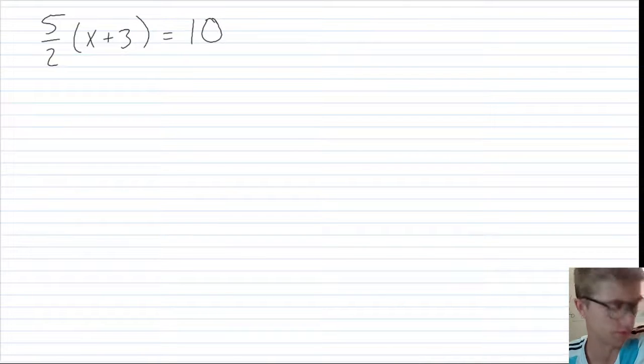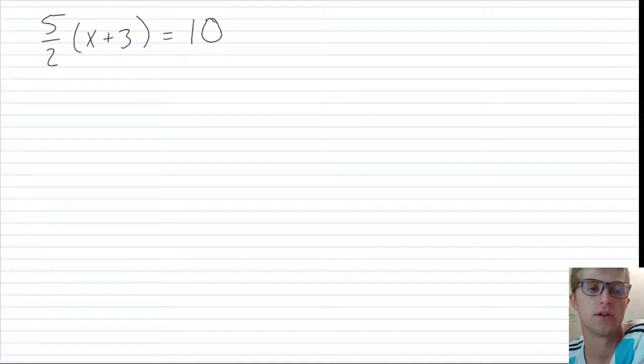Last one before we do more. 5 over 2 distributed into x plus 3 equals 10. Now, you might say, oh, let's fraction clear, or you might say, let's distribute first. No, because if we distribute, that's just going to create fractions on each of these. It's going to be 5x over 2 plus 15 over 2. What we can actually do is, you know how when we have our variable at the end, we can multiply by the reciprocal? Let's do the exact same thing here.